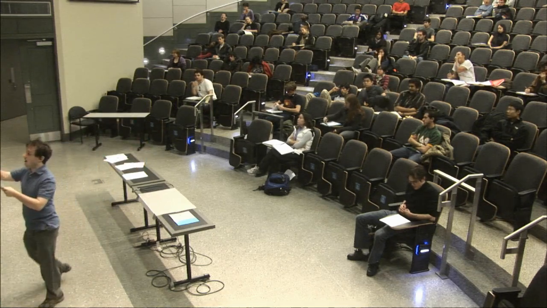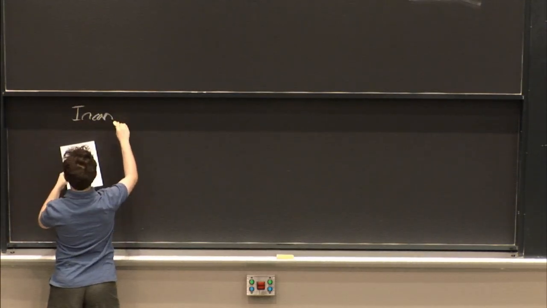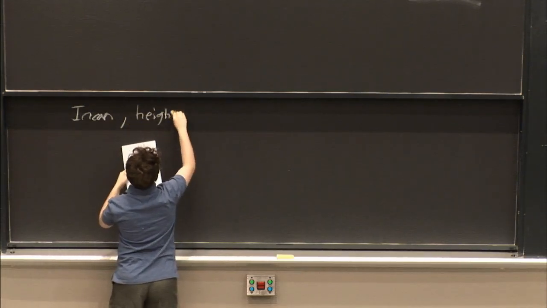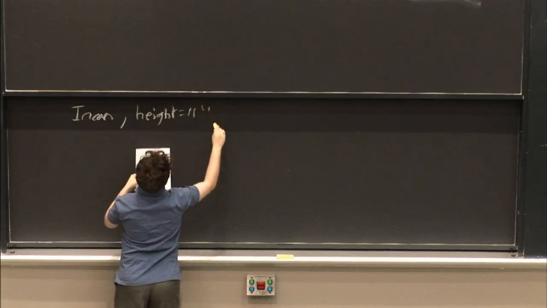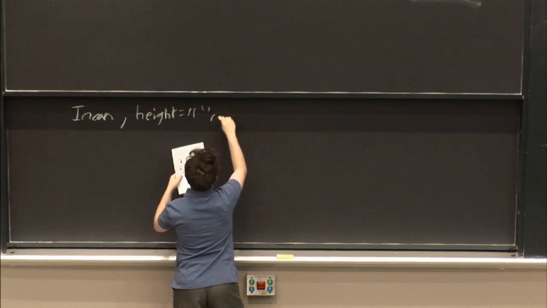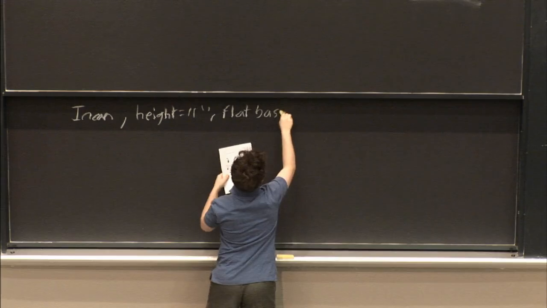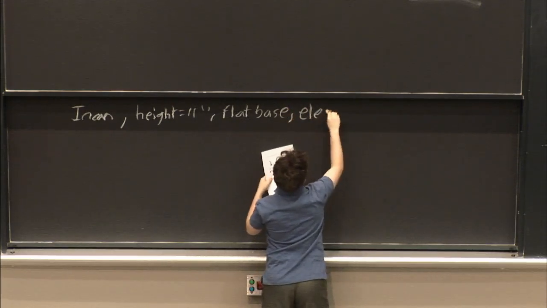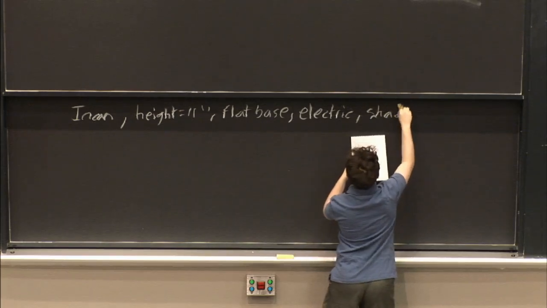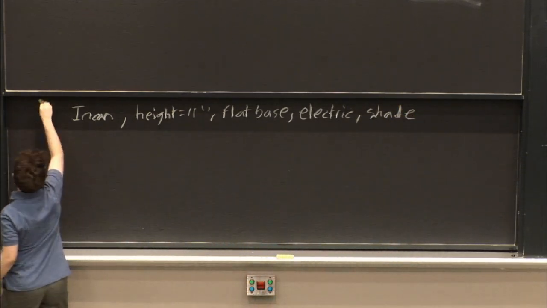It's an incandescent bulb. It has a height of 11 inches, and it's got a flat base. It's electric. It's got a shade. And it's a hit, a positive example, a plus.